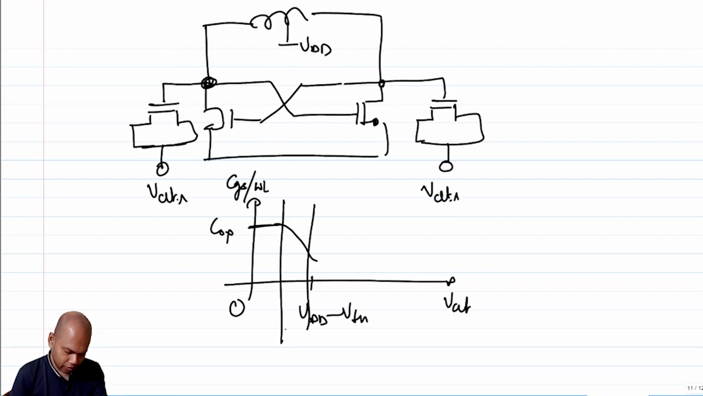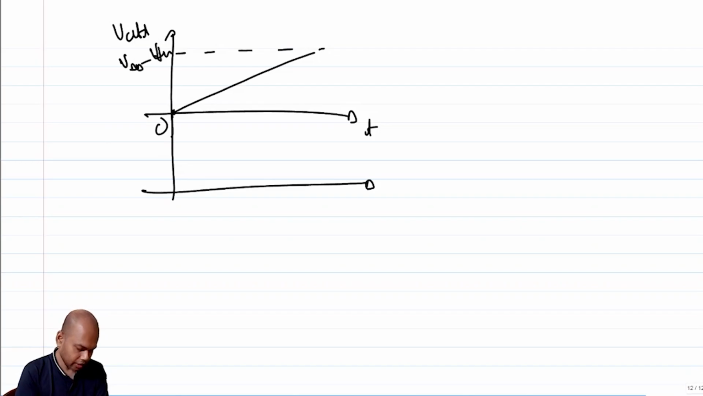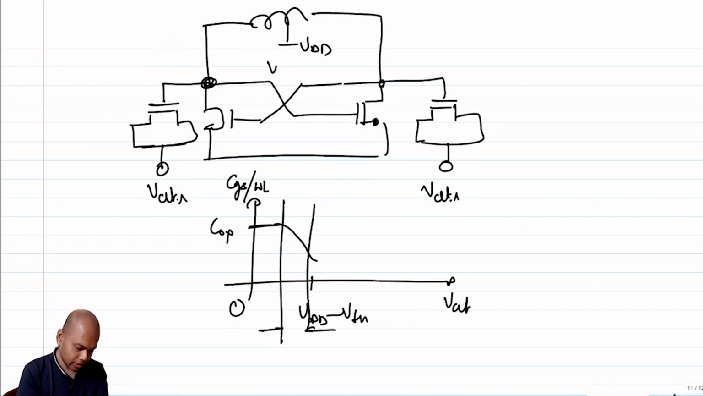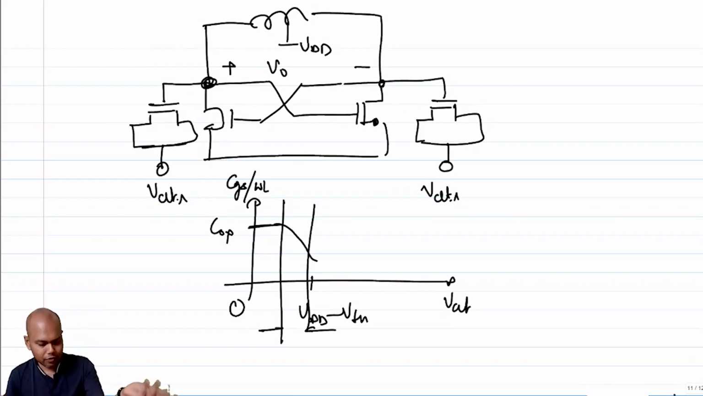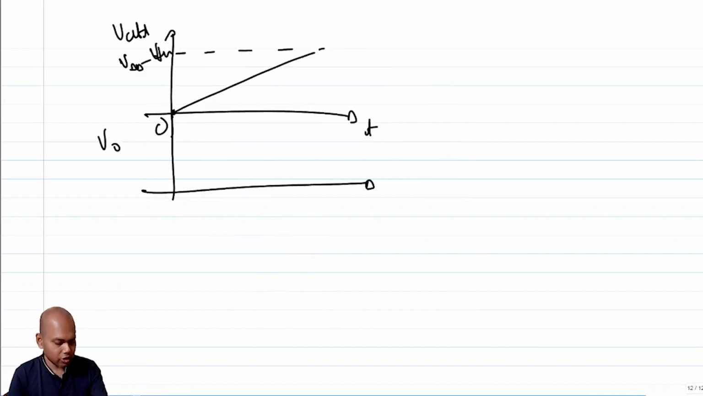I'm increasing the control voltage from here to there. So I'm going from, let's say, 0 to VDD minus threshold voltage. What should I see at V naught, where V naught is, let's say, the difference between these two plus minus terminals, or maybe one of the terminals? What should I see there? I should obviously see, for each of these points, a particular frequency.